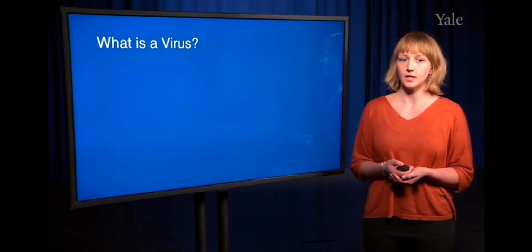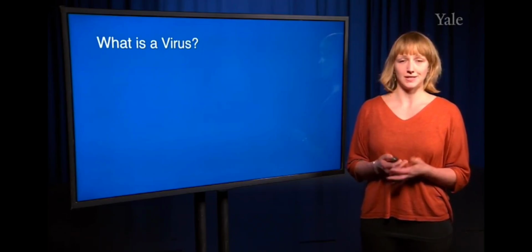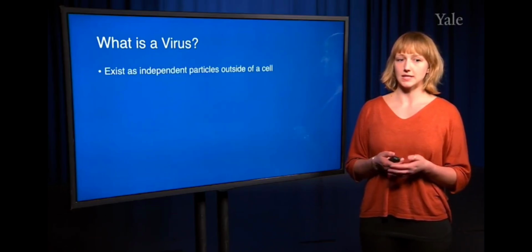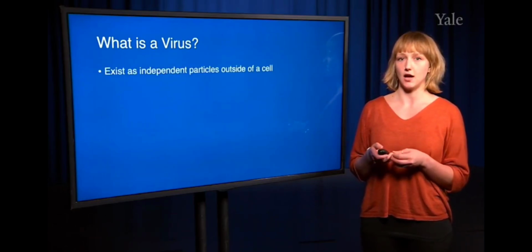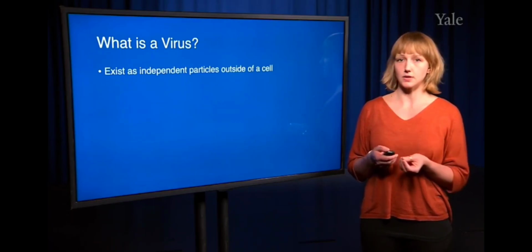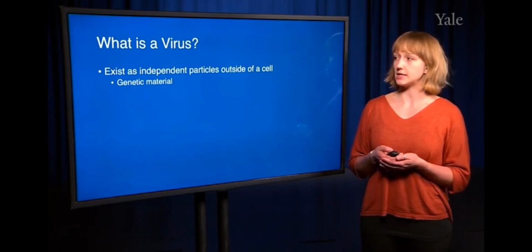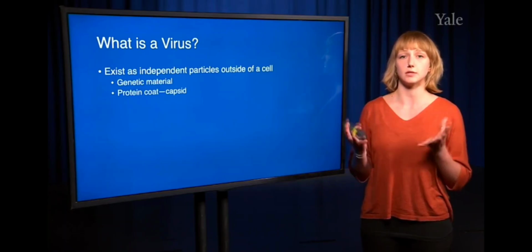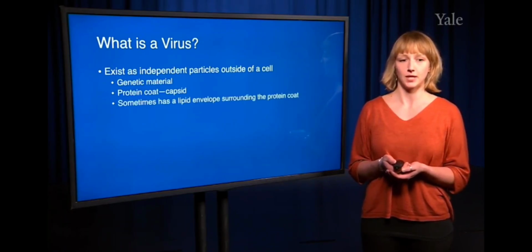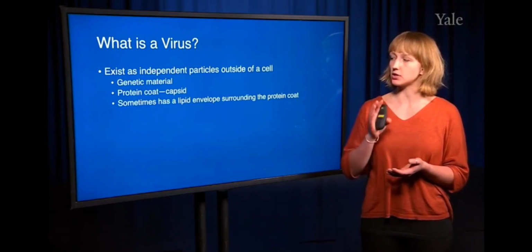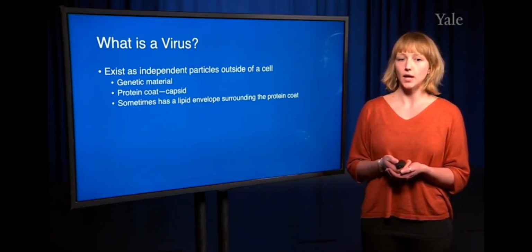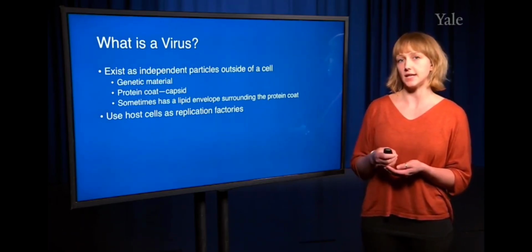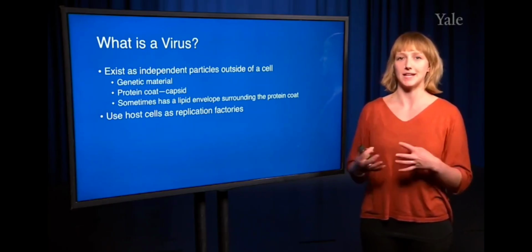So let's dive into exactly what the structural features of a virus are. Viruses exist as independent particles outside of the cell, and these individual particles, often called virions, contain the genetic material of the virus. They have a protein coat surrounding the genetic material called a capsid, and sometimes they have a lipid envelope surrounding that protein coat. Viruses use host cells as replication factories. Once they invade a cell, they replicate many times and then are released from the cell.